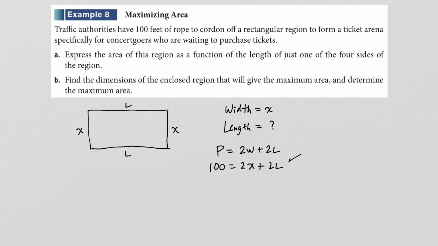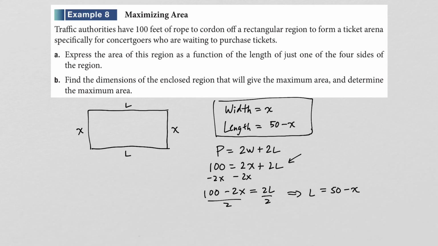So we can solve for the length here by subtracting 2x from both sides. This gives us 100 minus 2x is equal to 2 times the length. And then if we divide both sides by 2, we get the length is equal to 50 minus x. So what I did here is 100 divided by 2 and 2 divided by 2. So the length of this rectangle can be expressed as 50 minus x. So now we have both the length and the width expressed using the same variable.